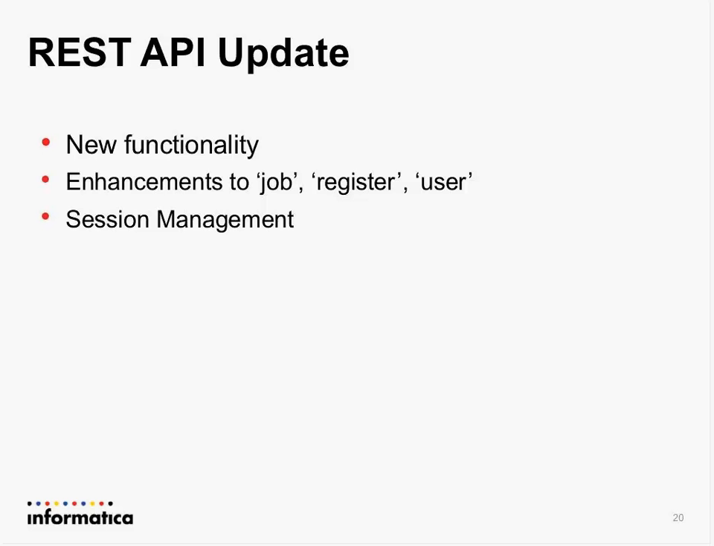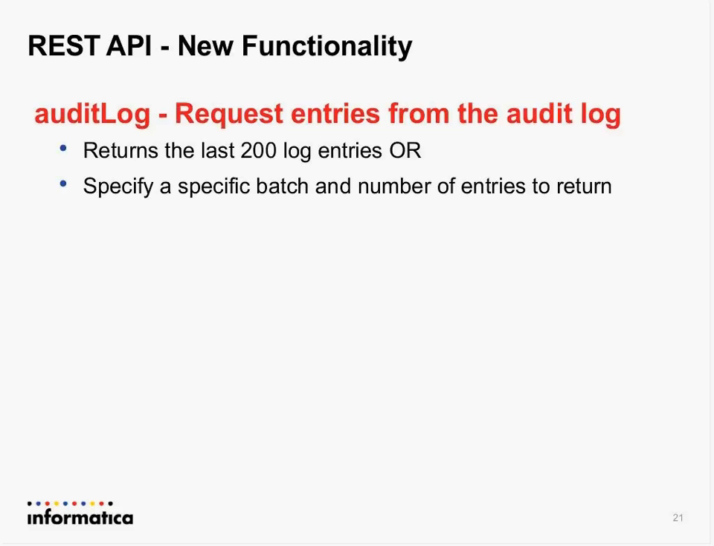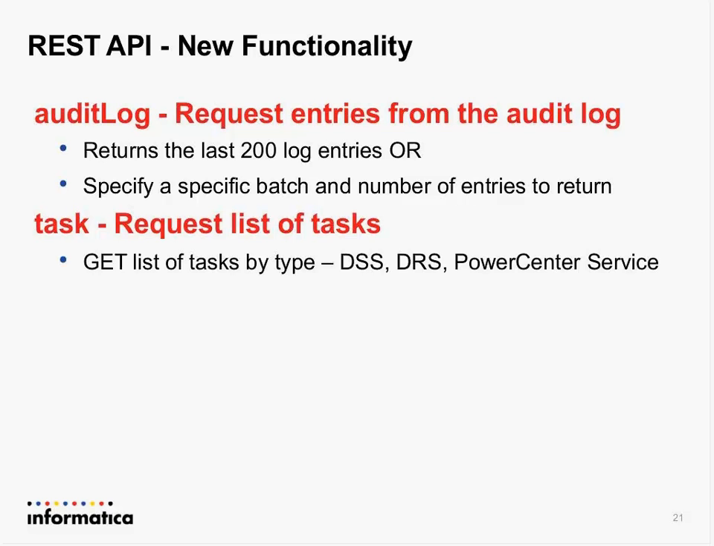So we've got a bunch of new functionality. We've done some enhancements to the job register and user functions, and then I'm going to cover our new session management capabilities. The first new function that we've added is the audit log call, which allows you to request entries from the audit log. So you can either return the last 200 entries, or you can specify a specific batch ID and the number of entries you want to get back.